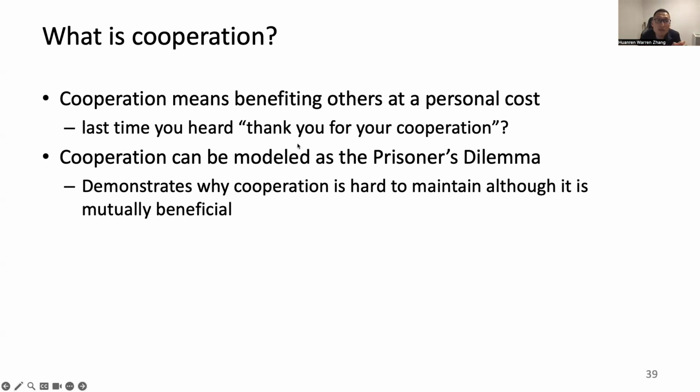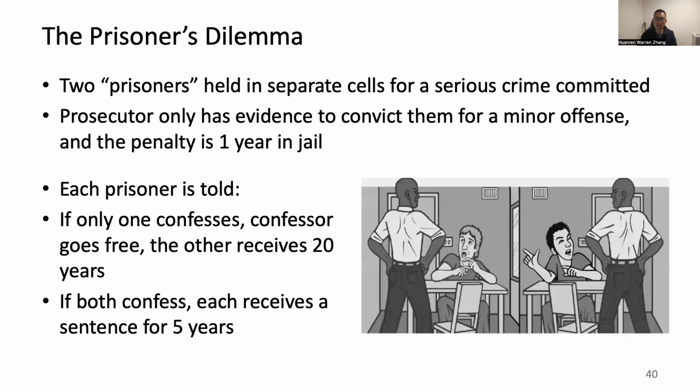Right? So cooperation means benefiting others at personal cost, even though the cost may be negligible, but usually that means you have to sacrifice a little bit of personal convenience in order to cooperate with others. And cooperation can be modeled as a prisoner's dilemma. So the prisoner's dilemma demonstrates why cooperation is hard to maintain, although it is mutually beneficial. So here is the original setting of the prisoner's dilemma.